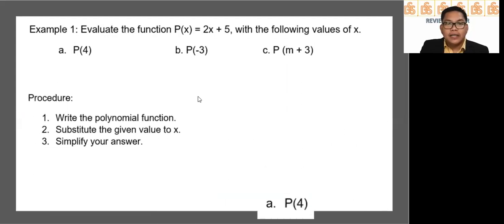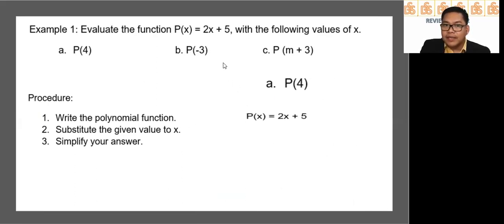Okay, so at this point, let us solve p of 4. We will just solve letter A, p of 4. Write the polynomial function, that is the function given, 2x plus 5. Substitute the given value to x. The given value is 4. So we replace x by 4.